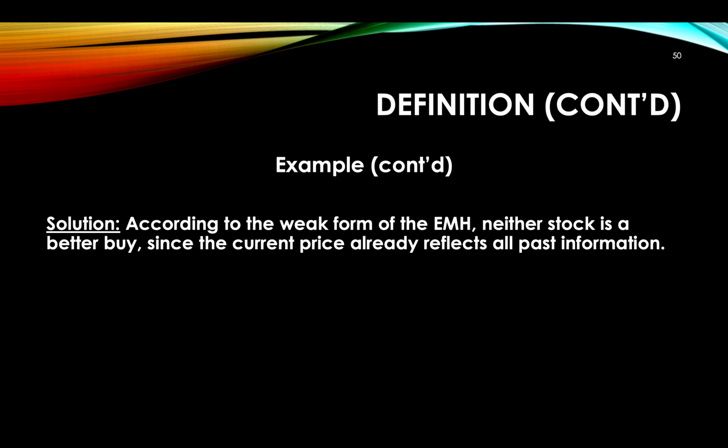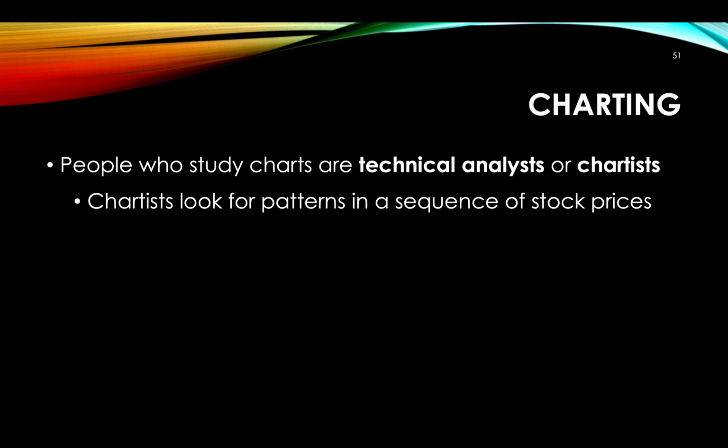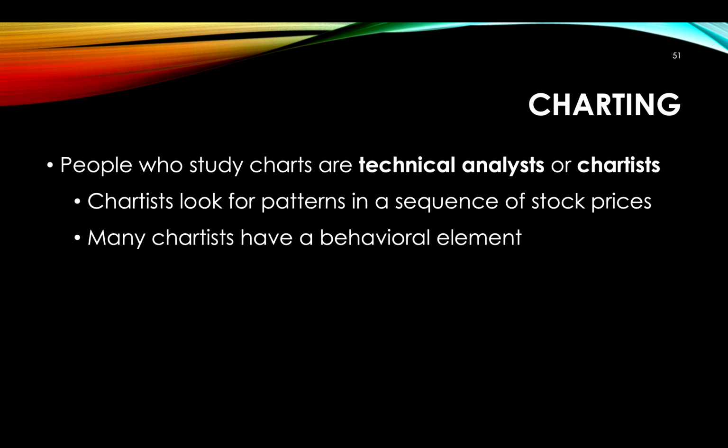All right. According to the weak form of the efficient markets hypothesis, neither stock can be predicted, because the current price reflects all past information. Now, charting: people who study charts of all the pricing data are called technical analysts. You'll see technical analysis suggests that the market will continue to go down or something like that. And these people are also called chartists. All right? They look for patterns in the sequence of past prices. And there's a lot of behavioral finance behind some of this.